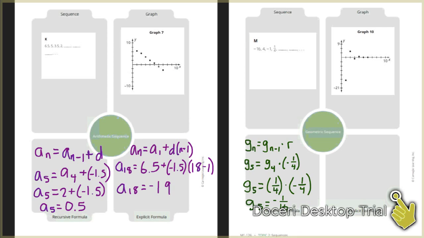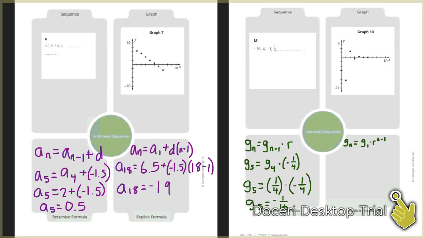Now we're going to go over to the explicit side and write an explicit formula. It's going to start out very similar. G to the n, gn, means the nth term of the geometric sequence. It's going to be equal to the first term in that sequence times r to the n minus 1 power.